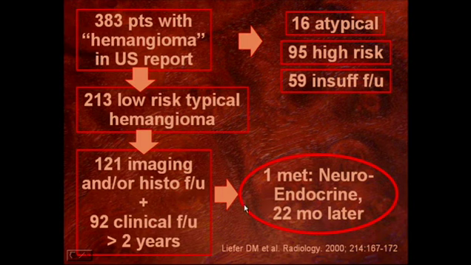So the moral from this study is that if you have a typical appearing hemangioma in a patient who's low risk for hepatic malignancy, the yield of doing any type of follow-up is extremely low and is really not justified.